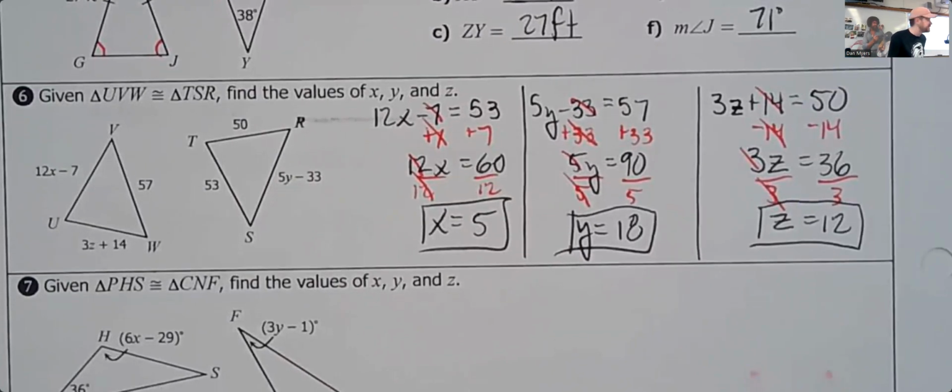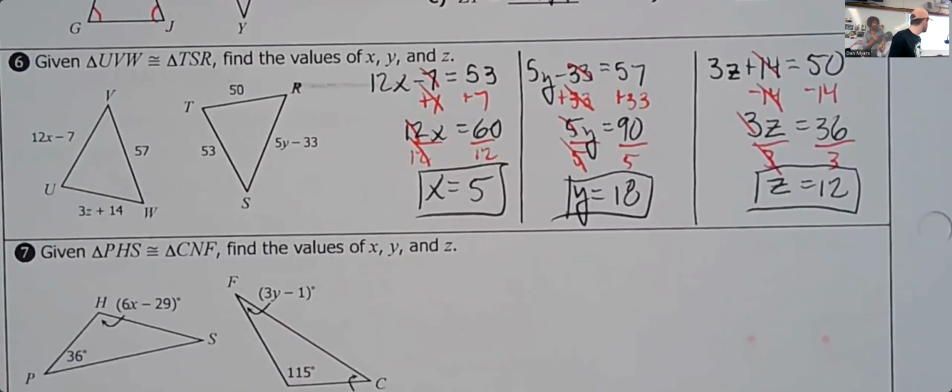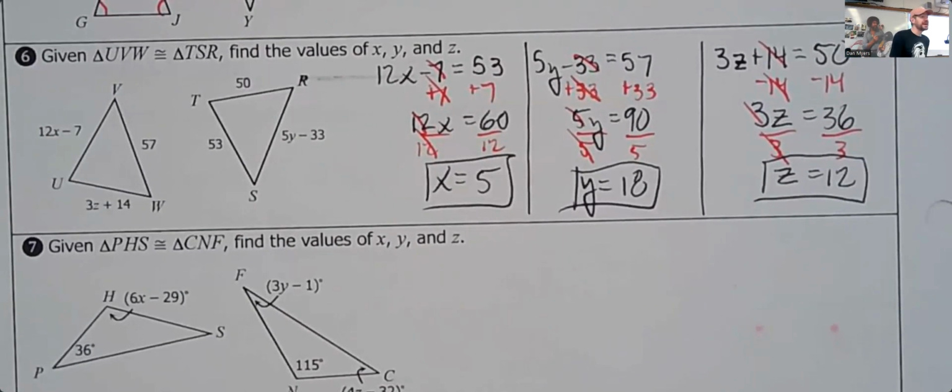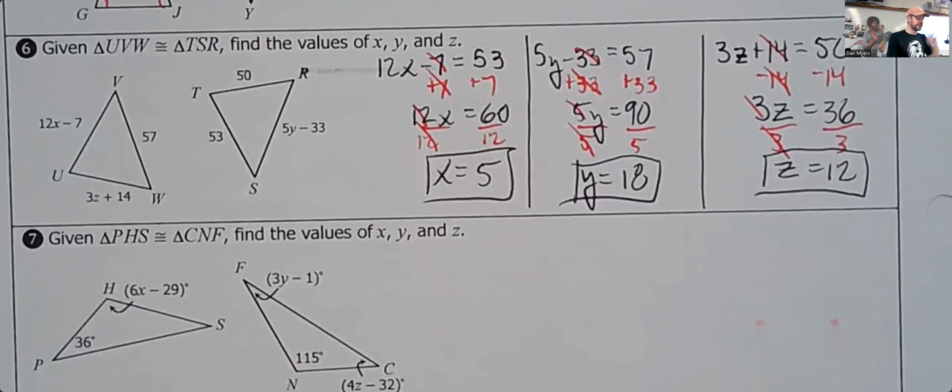So again, find the values of x, y, and z, but this time are we dealing with side lengths or angles? We're dealing with angles. One of the main reasons we know that is because it's pointing directly to the corners, and we have the degree symbol, which means we're talking about angle measurements. So this time we're not going to match up 2 letters with each other. We're only going to match up 1 letter with each other.